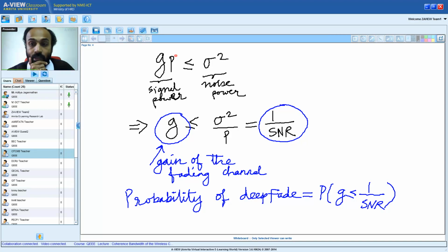What is the probability that G is less than or equal to 1 over SNR?